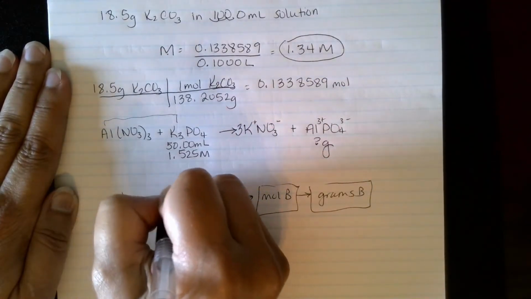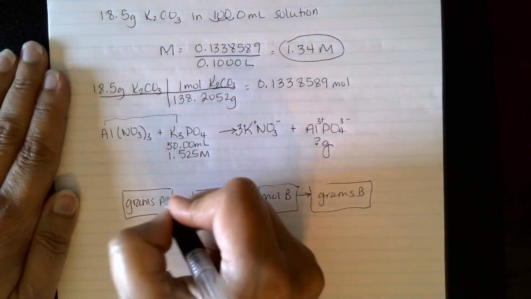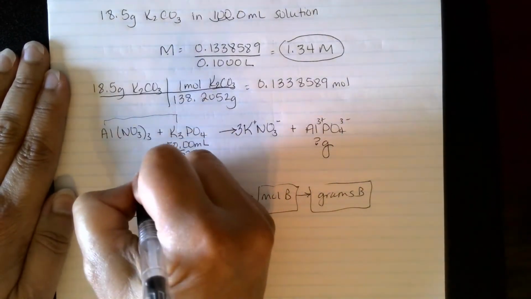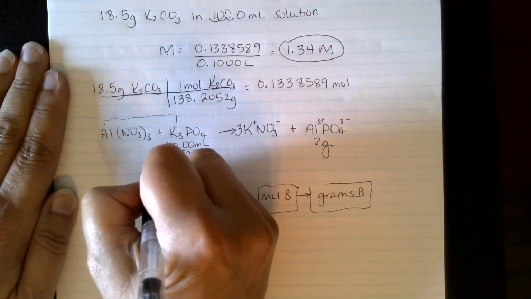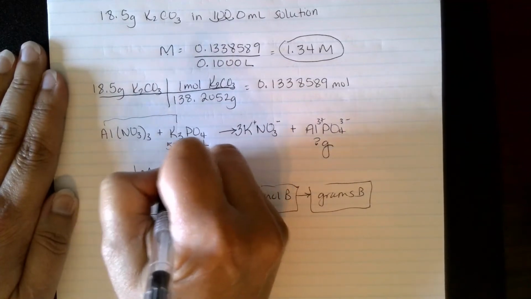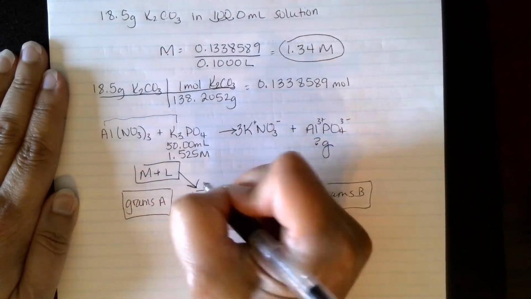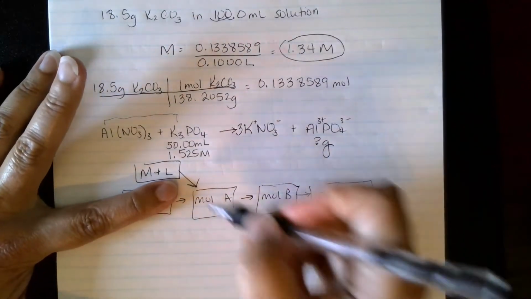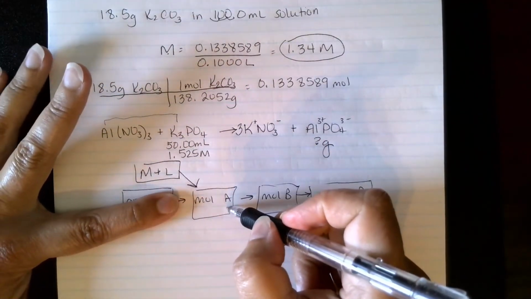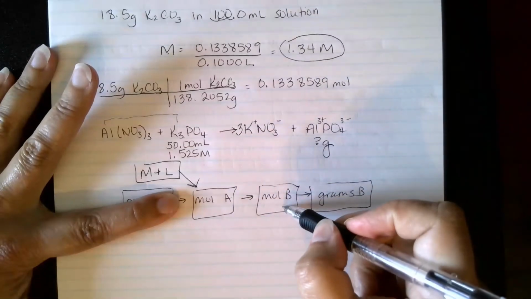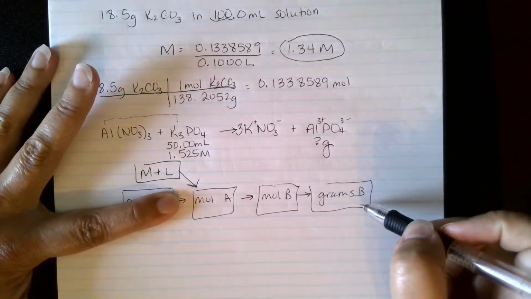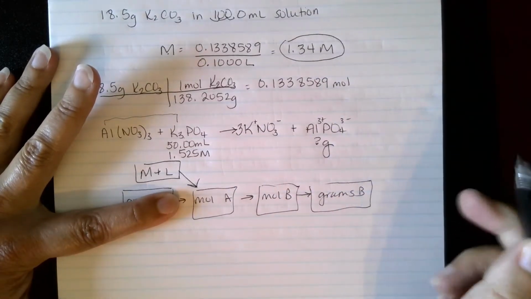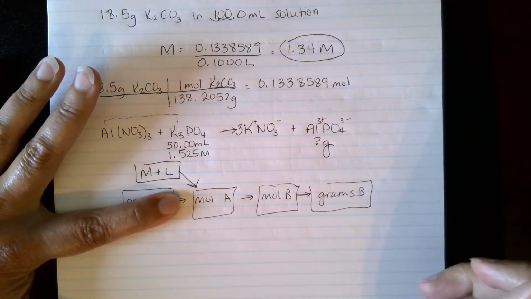Well, in this case, instead of finding our moles from grams, we're going to be using our molarity and our volume to help us find moles. And then we're still going to do our mole ratio, and we're still going to find grams. So we're just going to have a different starting step.